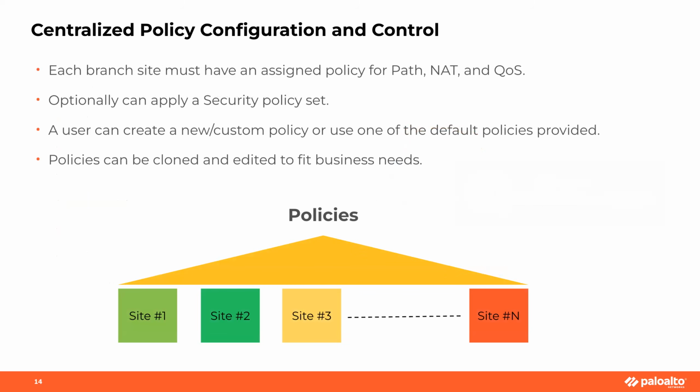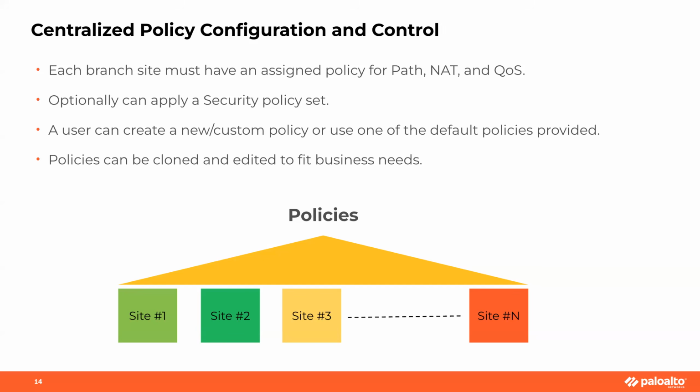Now, by having a centralized policy configuration and control, you can define specific policies for branch sites and for different data center sites. By default, each branch site must have an assigned policy for path, NAT, and QoS. And optionally, you can also apply a security policy set. The system by default has pre-configured default policies that are provided, and those would be applied to branch sites from the controller.